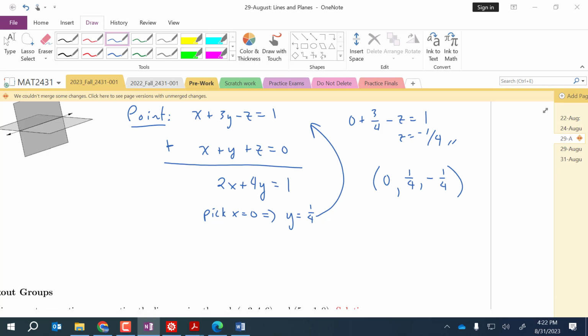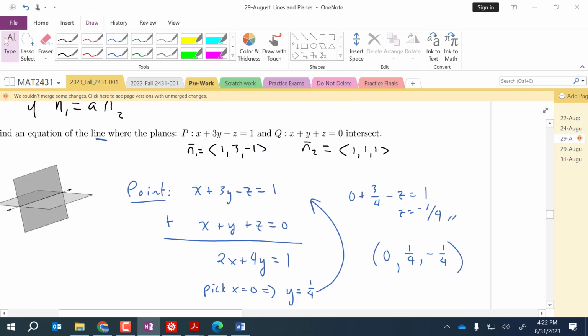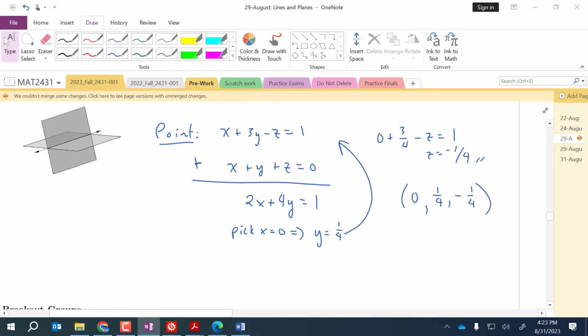Right? Because what do we need if we're coming up with the equation of a line? We need a point and a direction vector. So the next thing I need is a direction vector. And here's where I'll leave you to do the calculation. What are we going to do to find the direction vector?